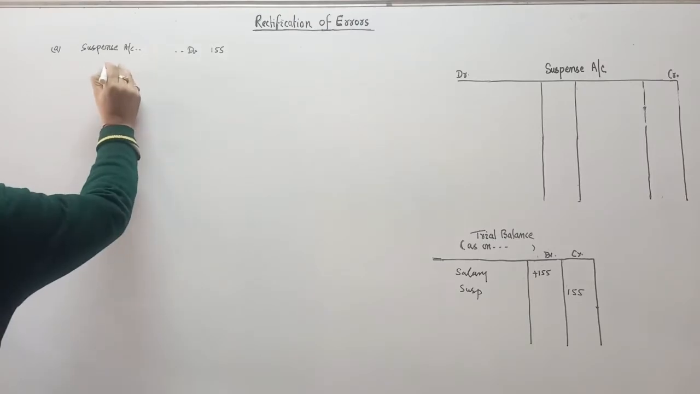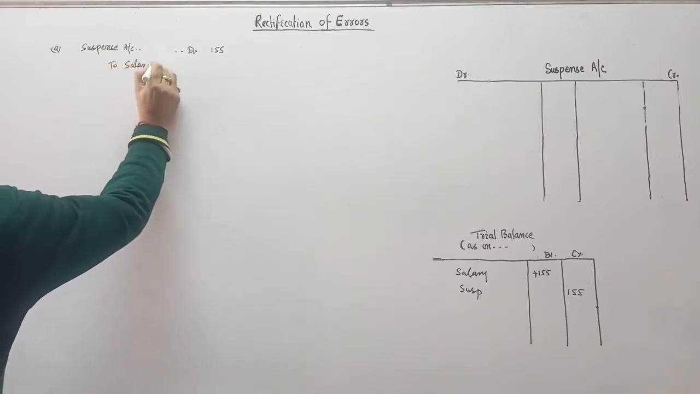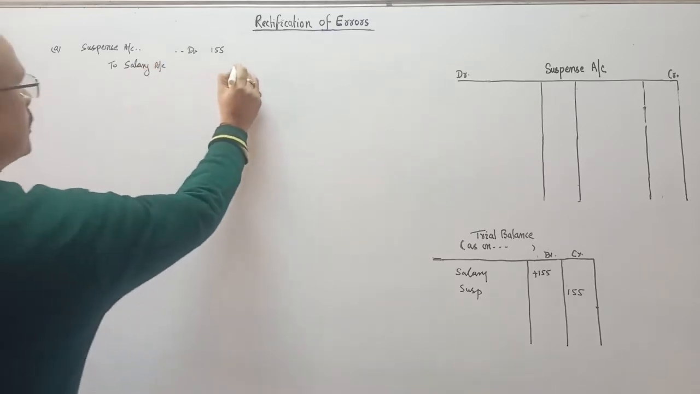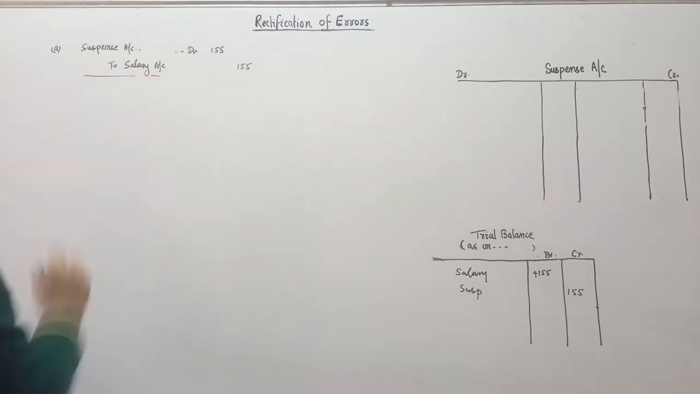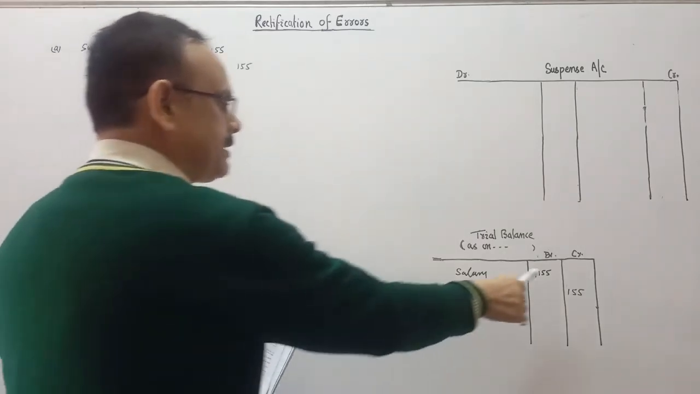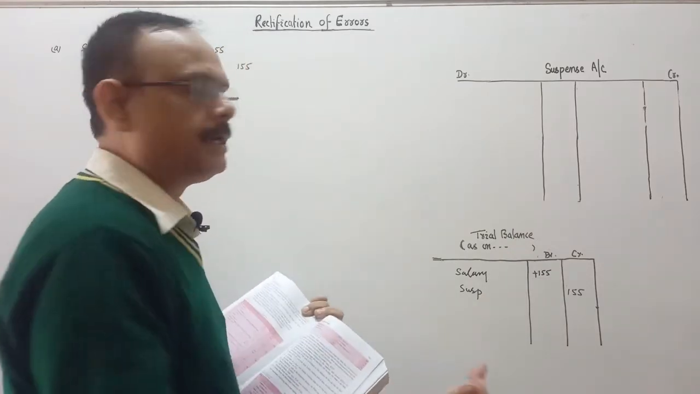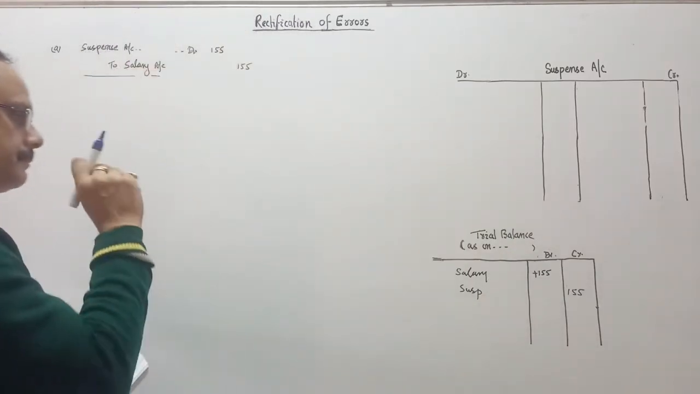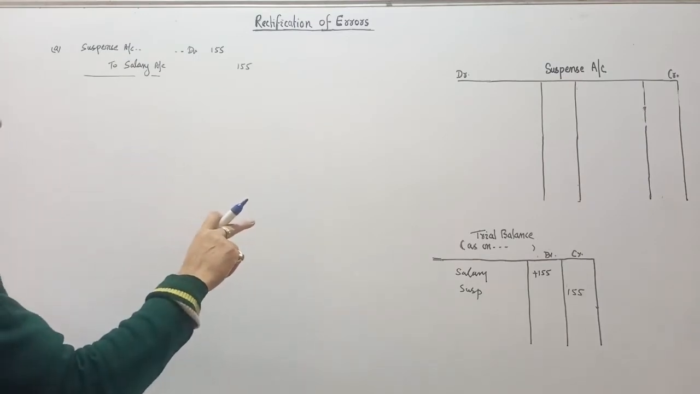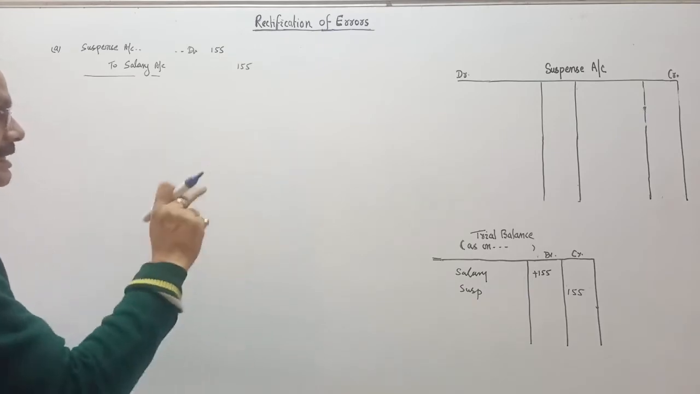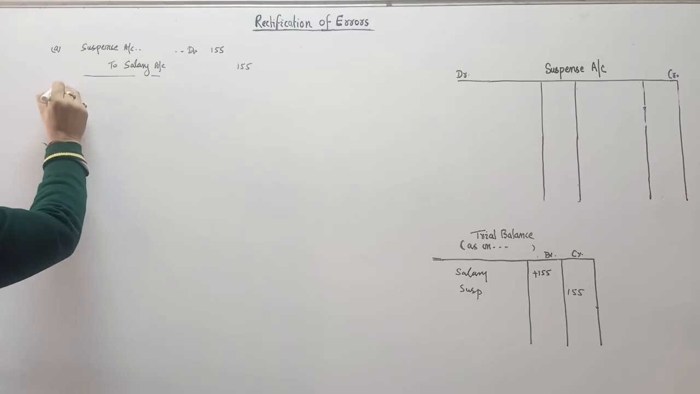And we have to credit the salary account, because in the debit side of salary we have written 155 more. So to neutralize this effect we have to write in the credit side of the salary account. Now come to the second one.